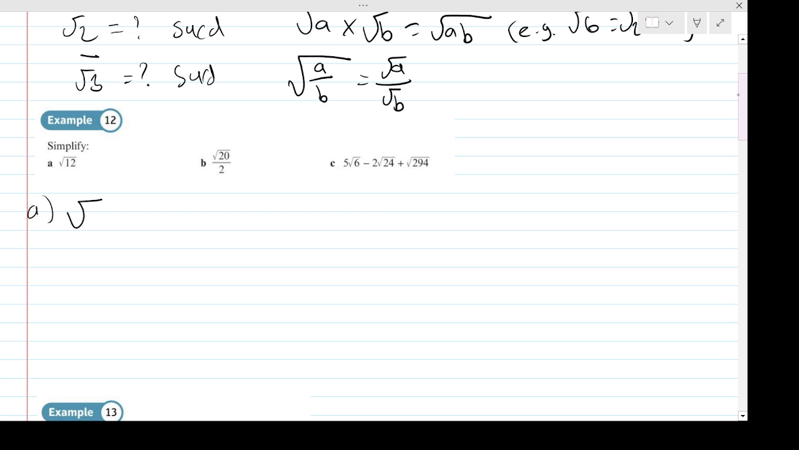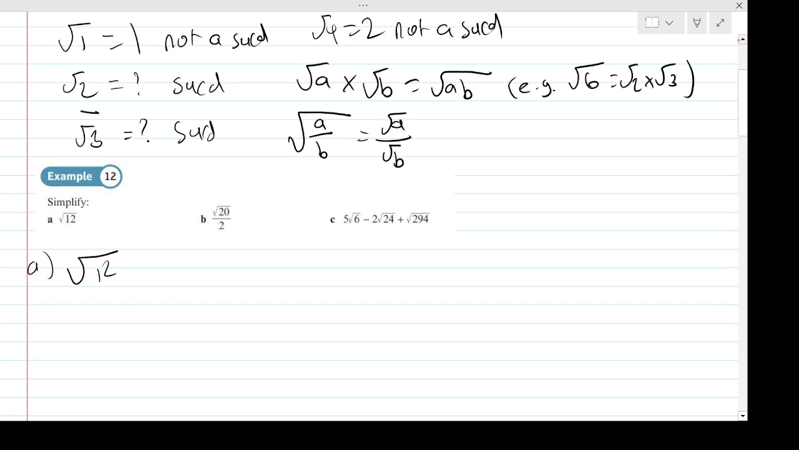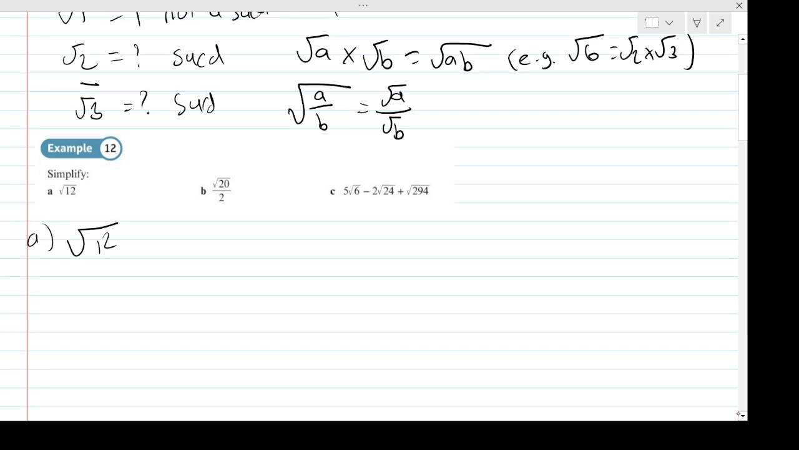So part A, root 12. The whole idea is we're going to use the idea of square numbers, right? Because we know square numbers do give us a nice number. So, for example, root 4 is 2, root 1 is 1, root 9 is 3. So the whole idea is we're going to use these two surd laws I've just written down here, and square numbers, to break down large surds into smaller ones.